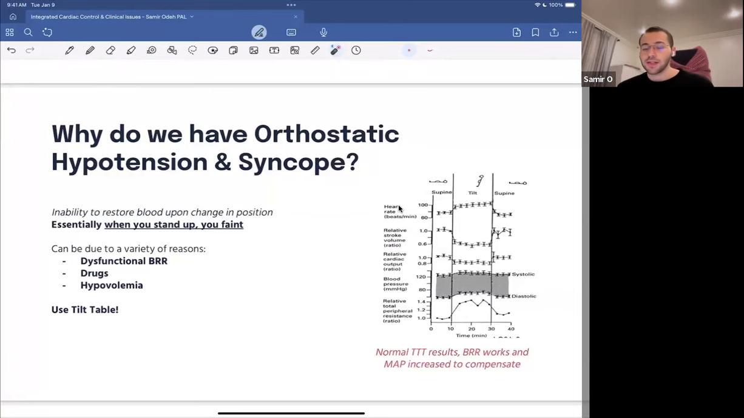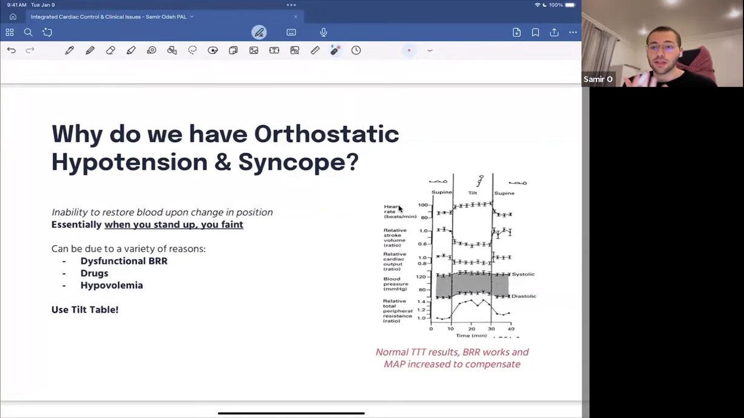So this could be due to a variety of reasons, which could be one, a dysfunctional baroreceptor reflex. So there could be a nervous injury. It could be due to drugs. Certain drugs can depress this reflex. So these are your alpha agonists. Again, this is just something I'm going to take inshallah in the future, so don't worry about it. Or it could be hypovolemia. Because think about it, if you just don't have enough blood going around, your pressure is going to be low. No matter how much your heart stimulates itself, it's not going to make up for it.